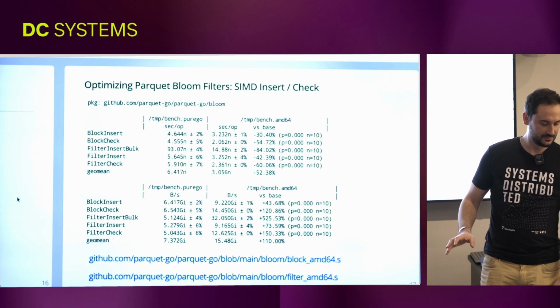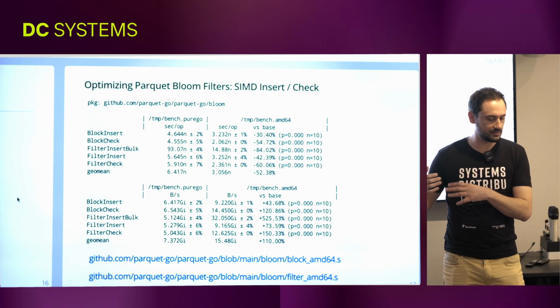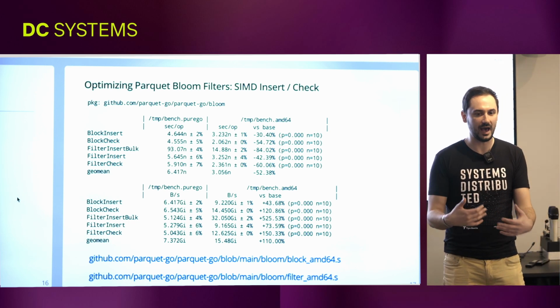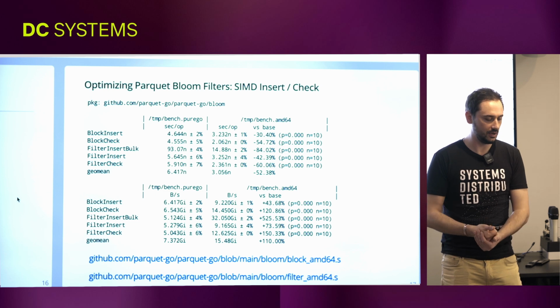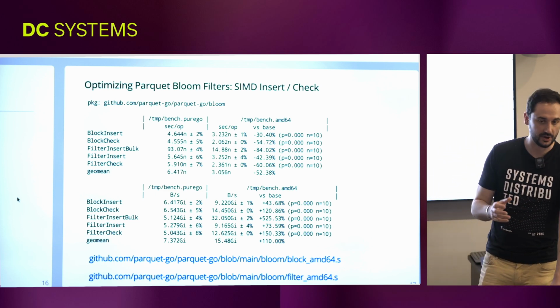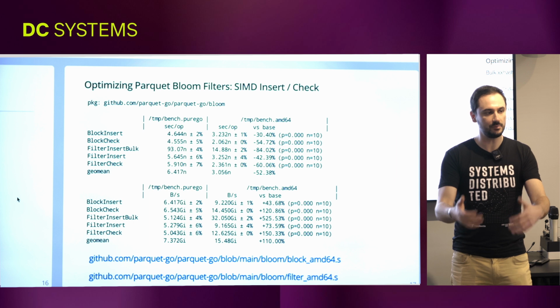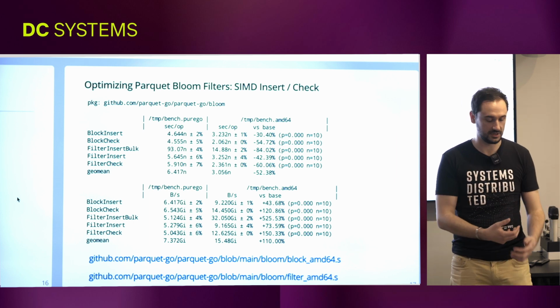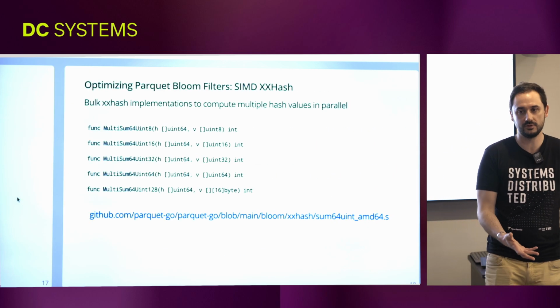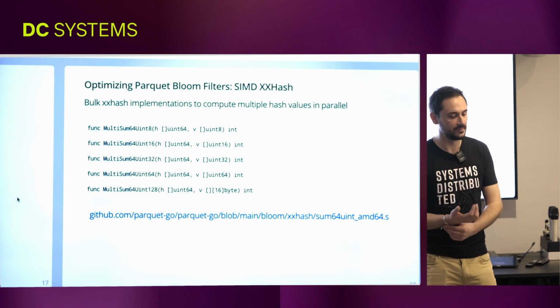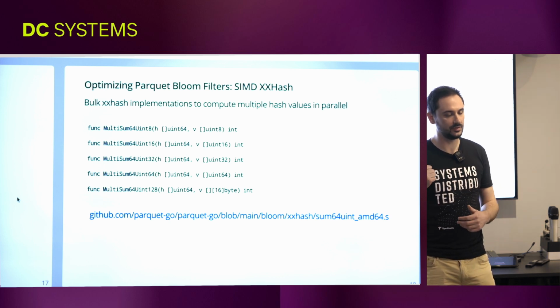Cool, so this gives us the ability to read and write those hashed values into the filter extremely fast. But the step before this is actually hashing those values. And we're using xxHash because that's part of the Parquet spec. We don't really have a choice. But there's still something that we can do about that.